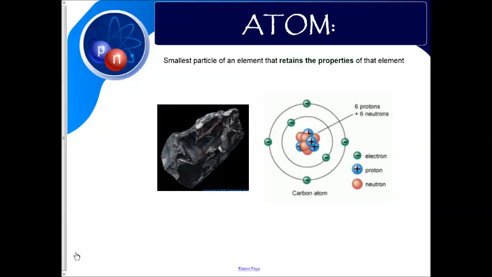Let's get started. Now, the atom is the smallest particle of an element that retains the properties of that element. That's important to remember because we're going to go into detail about what makes an atom and how that idea came forth.